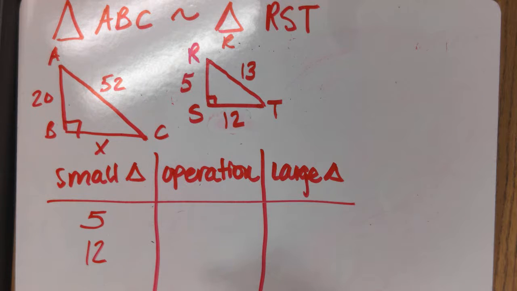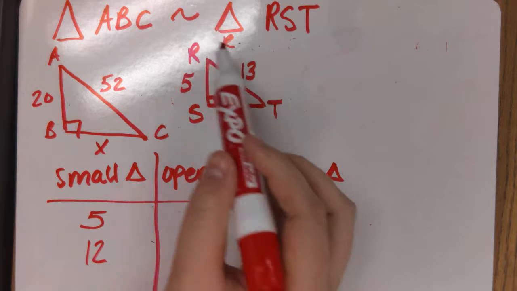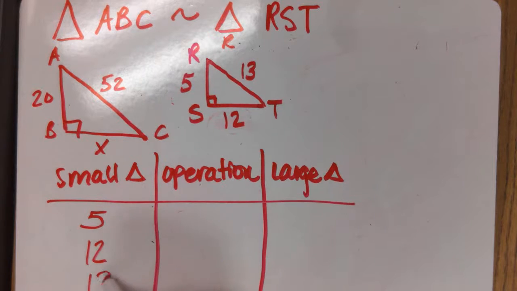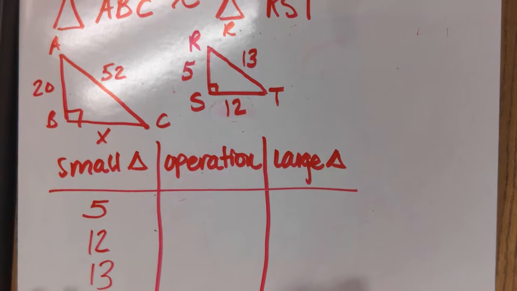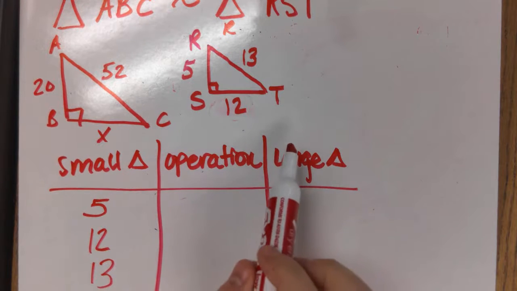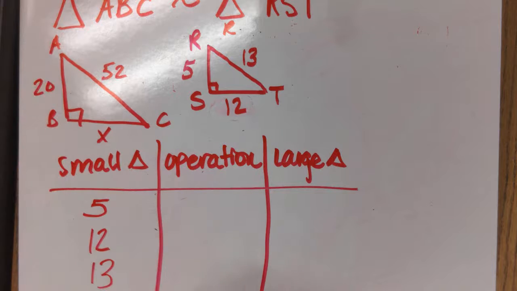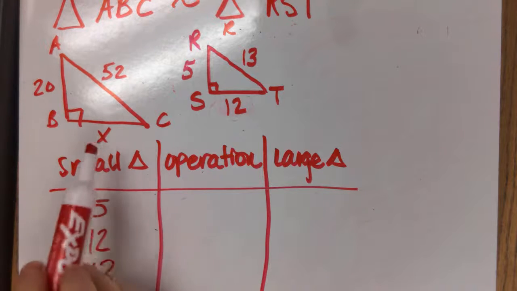And the longest side, or the largest side, is RT, which is labeled with 13 units. Now what I'm going to do is list the large triangle over here, ABC, the side lengths from least to greatest. But I have an issue. One of them is missing.